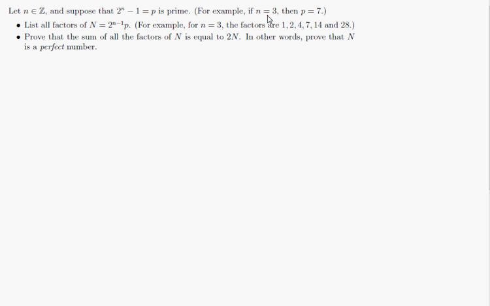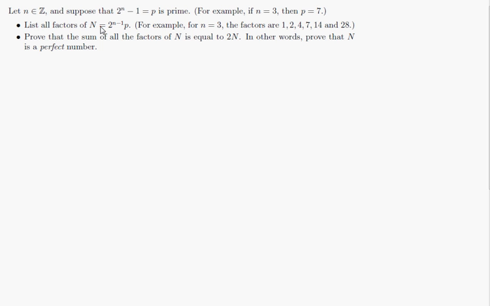Another example, if n is equal to 2, then 2 squared minus 1 is 3. That works. If n is equal to 5, then 2 to the fifth minus 1 is 31. That also is a prime number. It doesn't always work out that way. If it happens to work out that way, then we call that number a Mersenne prime.